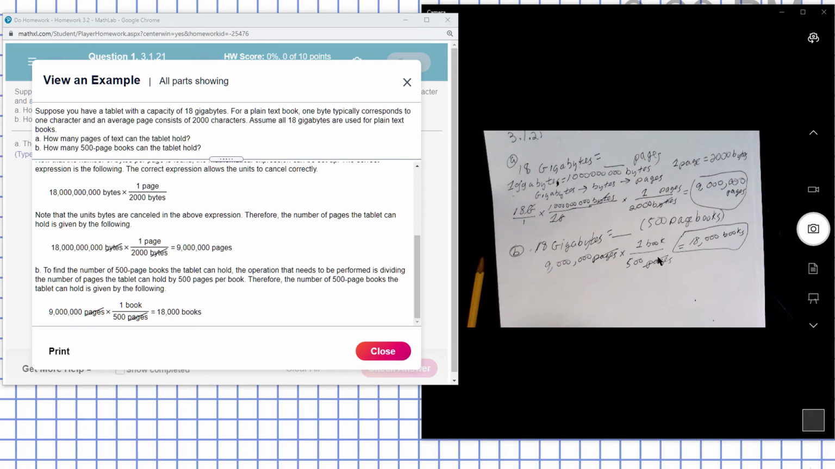So one book has 500 pages. So we're left with 18,000 books in one. Yeah. One tablet can hold 18,000 books.